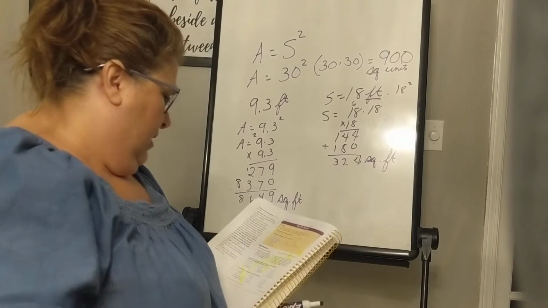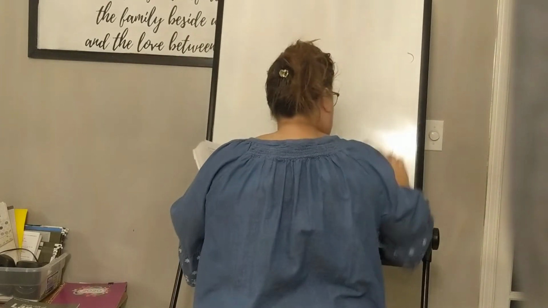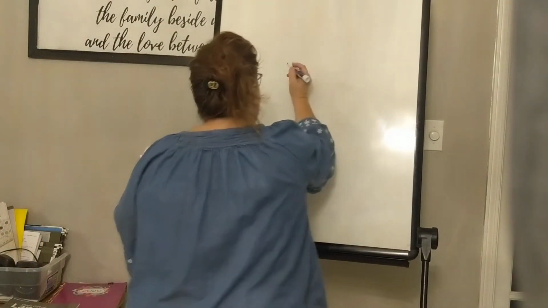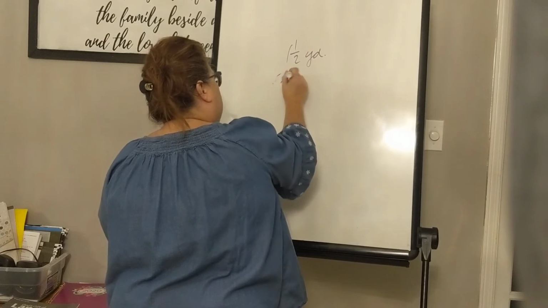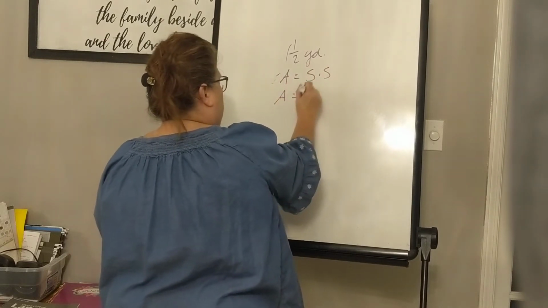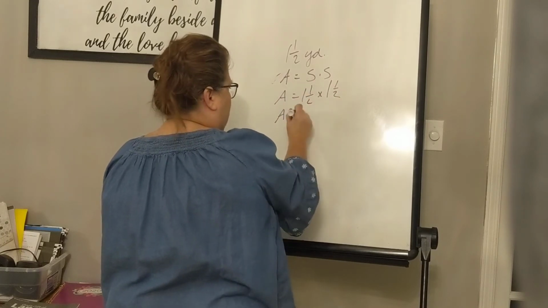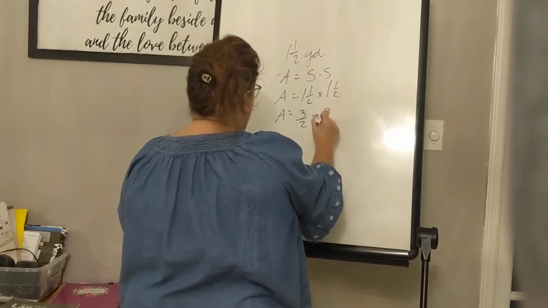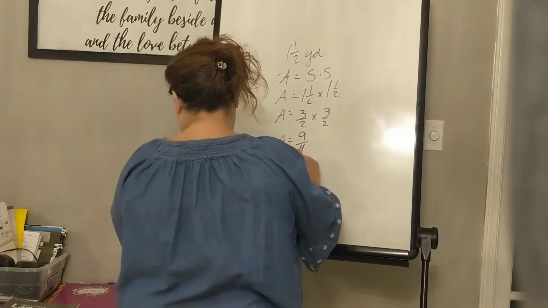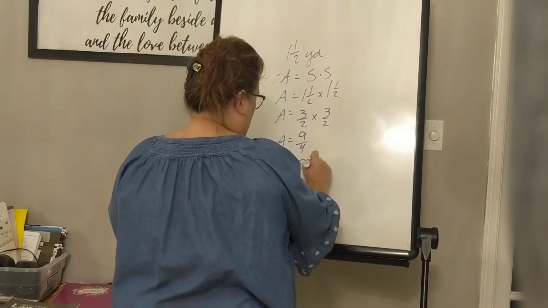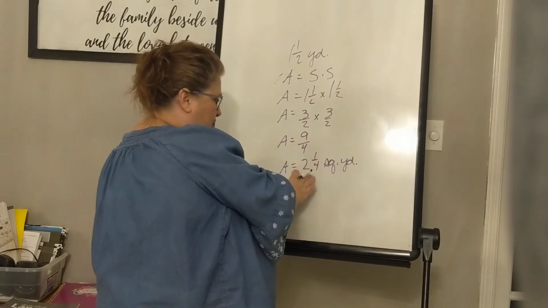In letter C, we have a square, and the sides are 1.5 yards. So we're going to say area equals side times side. Area equals 1.5 times 1.5. Area equals 3 halves times 3 halves. Area equals 9 over 4. Area equals 2 1/4 square yards. Remember, I had 9/4, so I took my improper fraction and turned it into a mixed number.